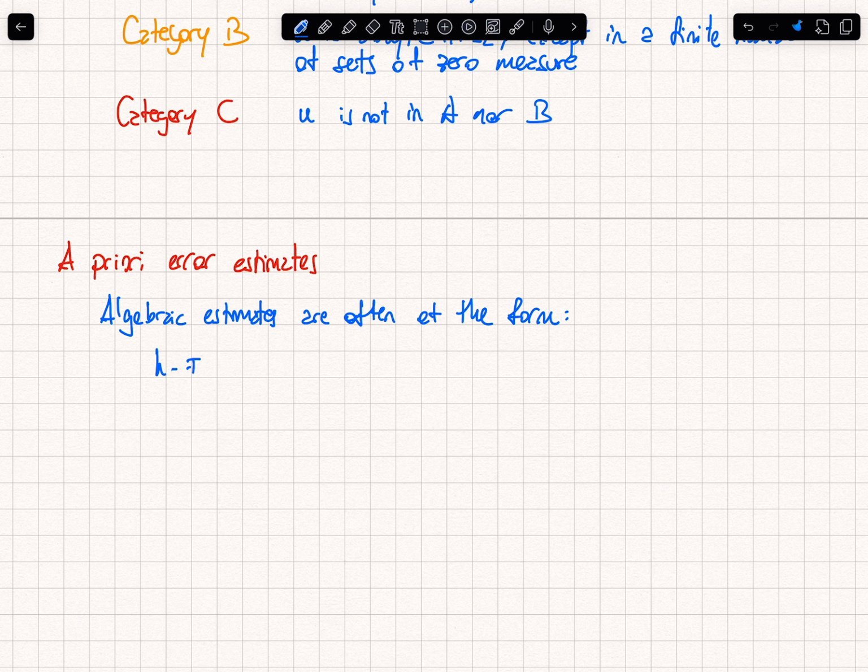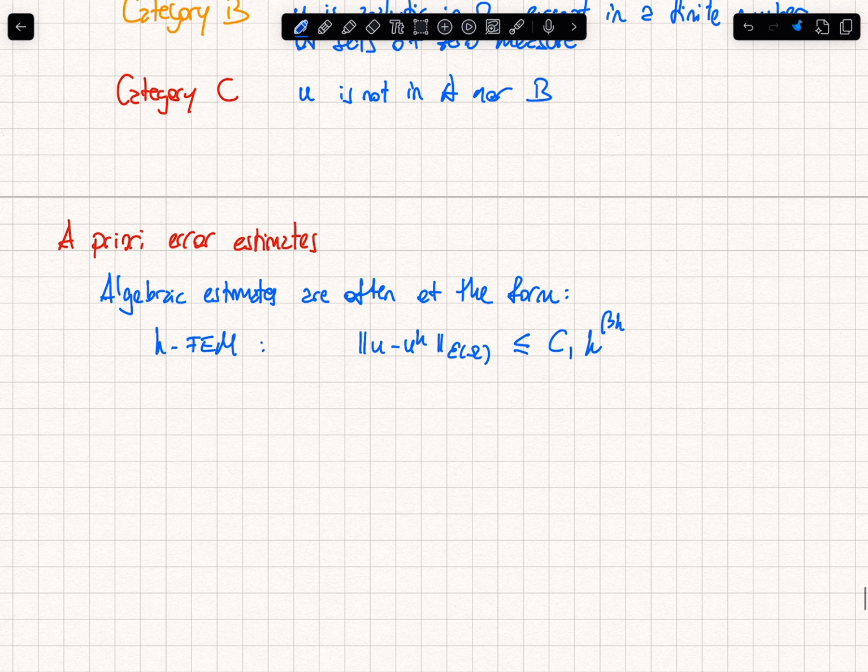So in here, h-FEM, U minus UH, which is your error measured in energy norm, is less than or equal to C1, which is a constant, multiplied by h, the mesh size, to the power of beta H, and beta H is the so-called convergence rate, multiplied by the norm of U, which is again your exact solution, the norm in the energy norm of the error on the left. So if you see, we can bring this guy here, right? And then we have some sort of relative error in energy norm, right?